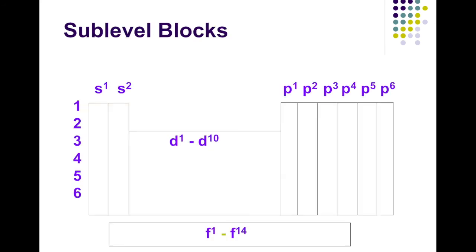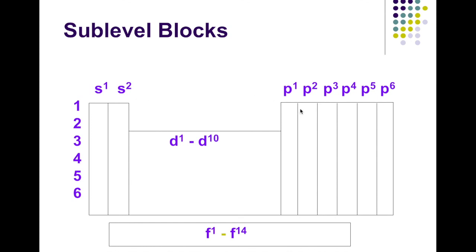Now, here is how each of the blocks works. These are called sub-level blocks, and it shows you how each energy level has a different way of recording all this. So you have the S block here, which is the first 2 groups, the first 2 vertical groups. So you've got the S1 and the S2.